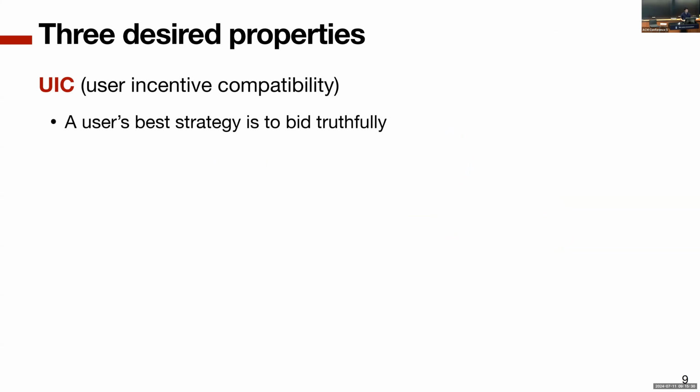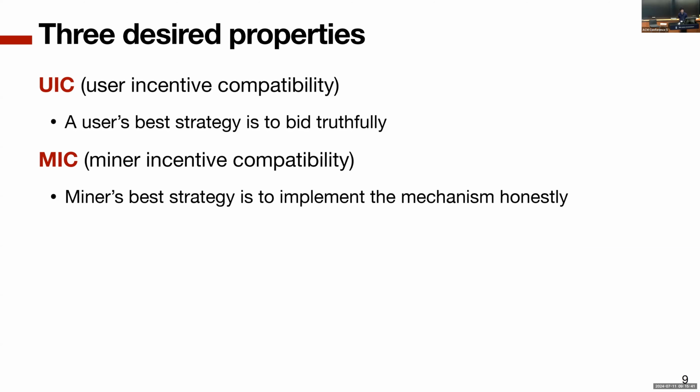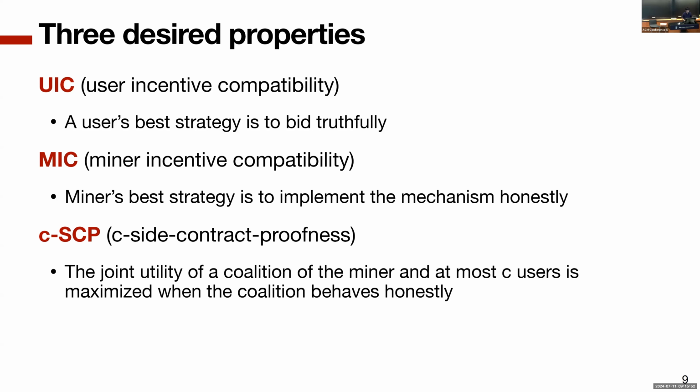According to the discussion above, we can conclude three desired properties we want. The first one is called UIC. That means a user's dominant strategy is just to bid truthfully, like in a second price auction. The second property is called MIC, and that means the miner's dominant strategy is always to implement the mechanism honestly. The miner should not have an incentive to bias the system. And the third property is called CSP-proofness, and that means even if the miner colludes with some users, they should not have an incentive to deviate from the protocol.